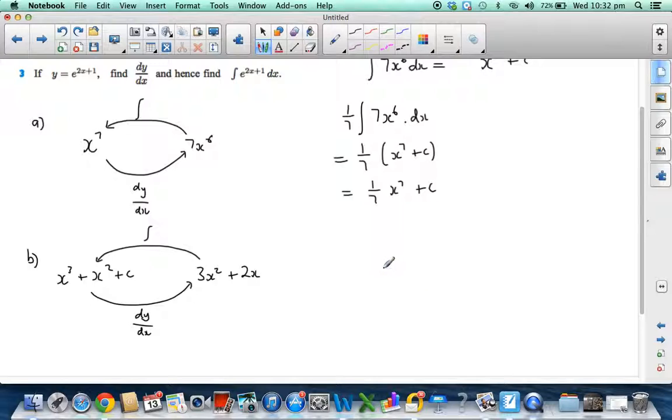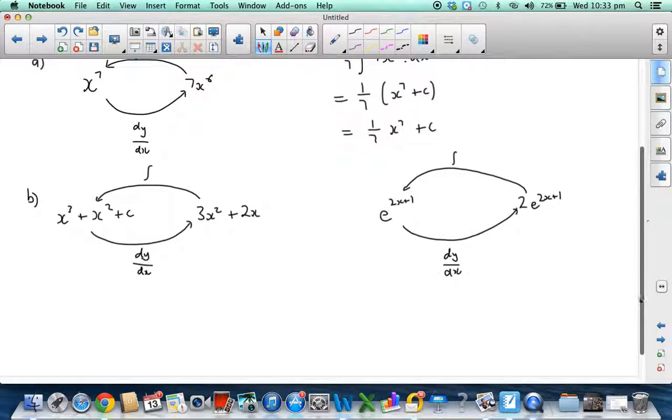So if I have e to the 2x plus 1, and I was to integrate that backwards, I would get 2e to the 2x plus 1, okay? But what they want me to integrate here is itself, e to the 2x plus 1. So they're saying integrate e to the 2x plus 1 with respect to x.